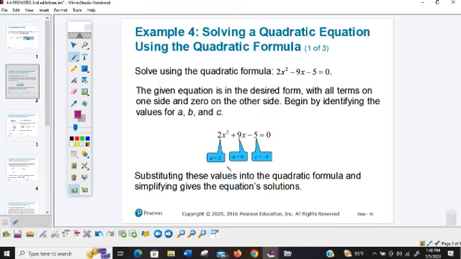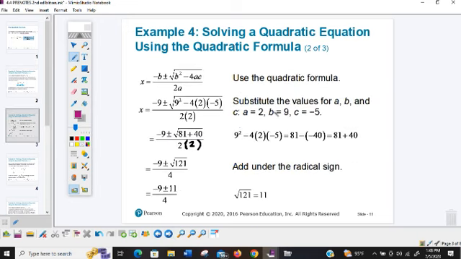So let's try one. We have 2x squared plus 9x minus 5 equals 0. Now the first thing I normally do is try and factor it, but I want to show you guys how to use the quadratic formula, so we're not going to even try. We're going to say a is equal to 2, b is equal to 9, and c is equal to negative 5, and we're going to plug that into the quadratic formula.